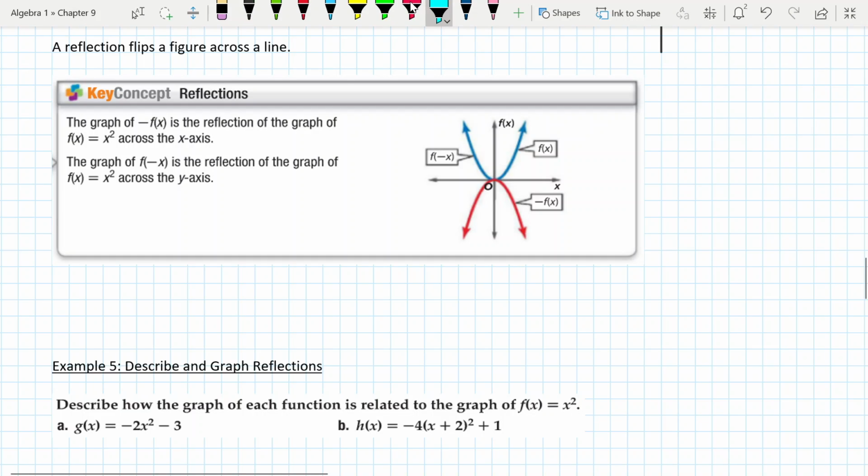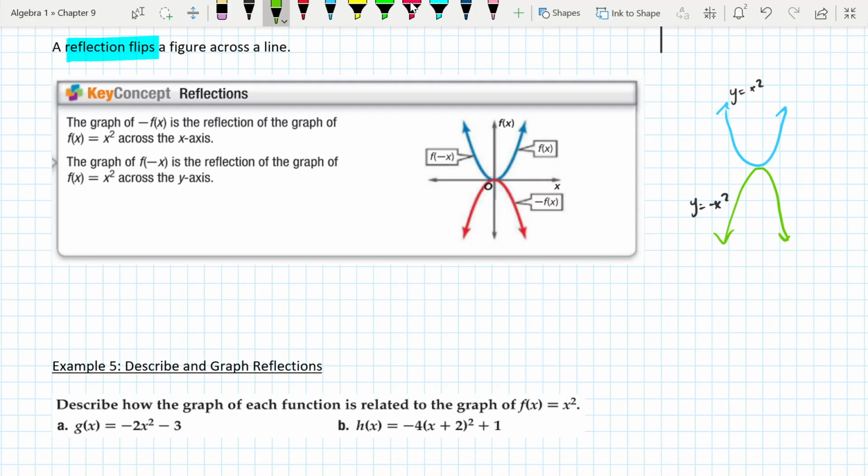We also come across reflections, and a reflection flips it across the line. So if your original is facing up, so this is y equals x squared, if you have y equals negative x squared, it'd be the same exact shape, just flipped down. One thing that might happen as well is you could have the input flipped.